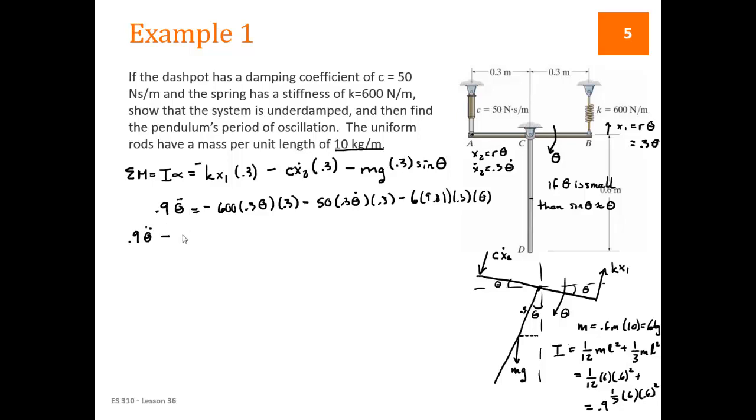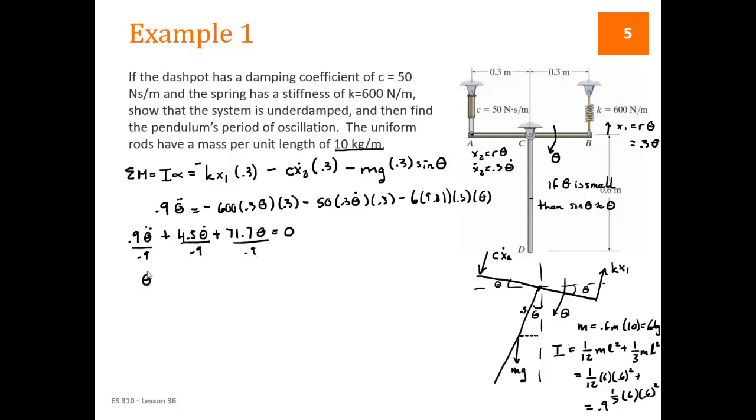Minus 4.5 theta dot, sorry, plus, because we've moved it to the other side, plus 71.7 theta is equal to 0. Now we can write this in the standard form by dividing through by 0.9, right, because we want to get a 1 in front of the double dot term.